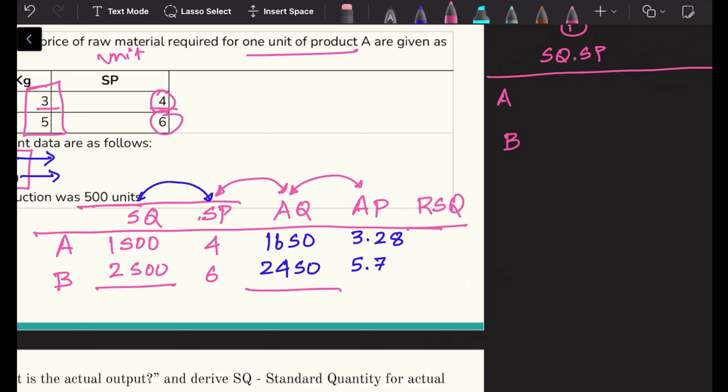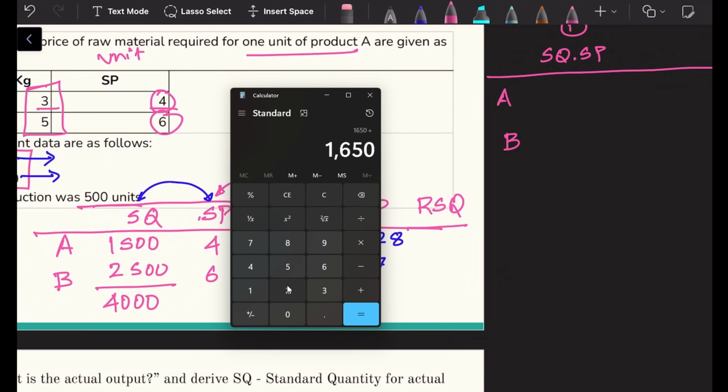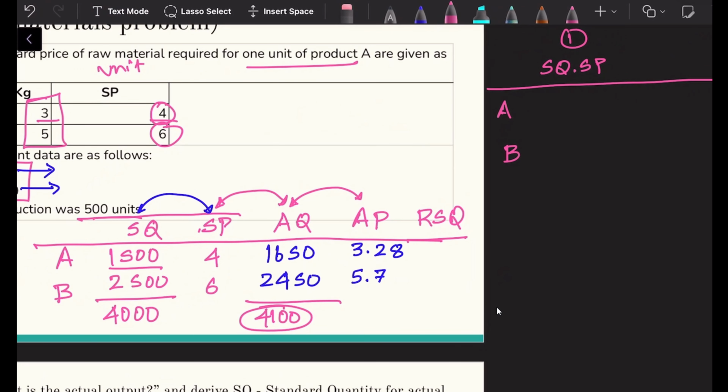To calculate that, I should have the total of these two. So this is 4,000 plus 2450, 4,100. So now I have the total of standard quantity and actual quantity. What is RSQ? My total was 4,100. Suppose this total was divided in the standard ratio. What is that value? So RSQ of A will be what? 4,100, I am apportioning on the basis of standard quantity. So for A, it will be 1,500 by 4,000. And for B, it will be the same thing, but 2,500 divided by 4,000.